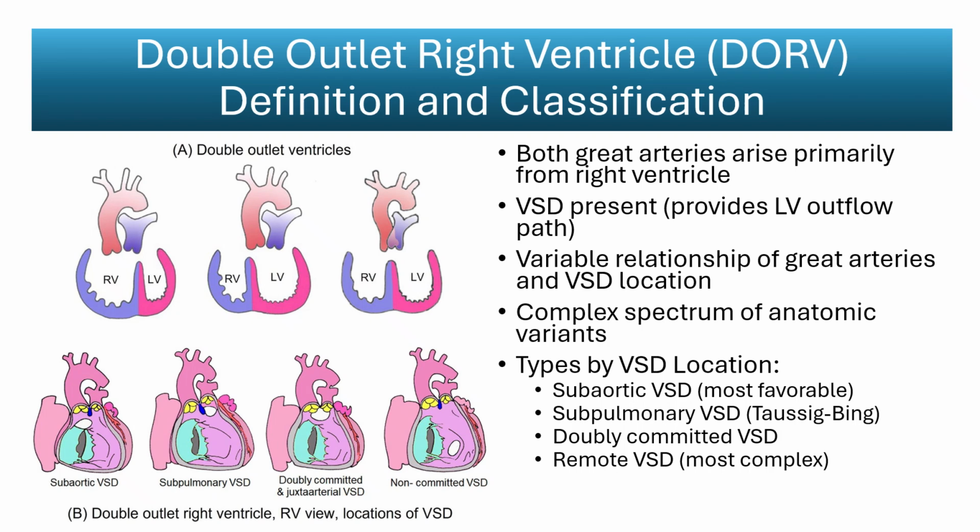A remote VSD, separated from the arterial valves by a long muscular tunnel, is the most complex arrangement and creates significant outflow obstruction with circuitous flow patterns. These variants illustrate the broad anatomic spectrum encompassed by DORV and highlight why classification by VSD location is essential to predicting physiology and surgical strategy.